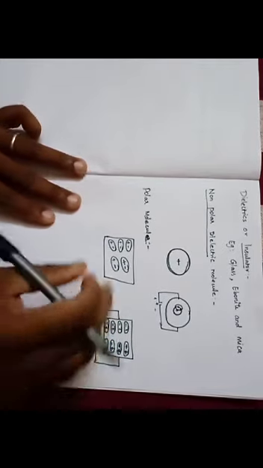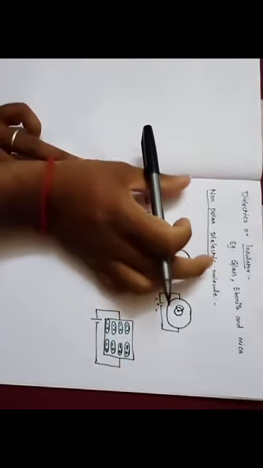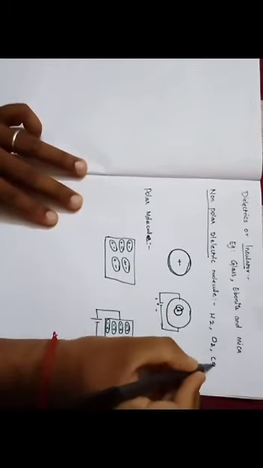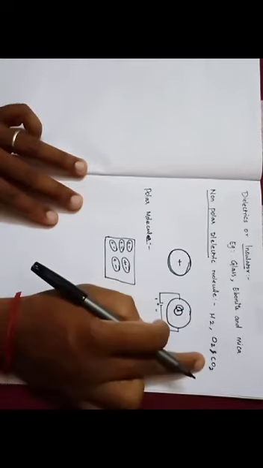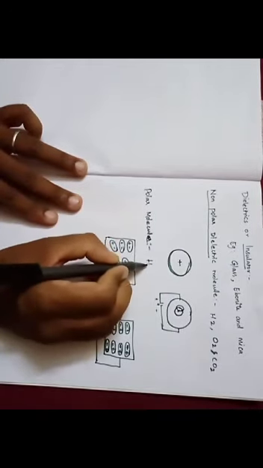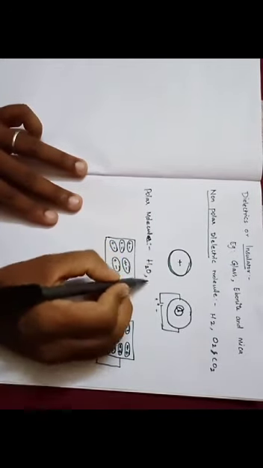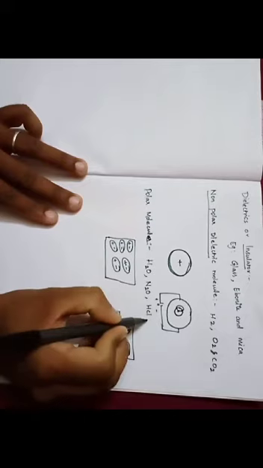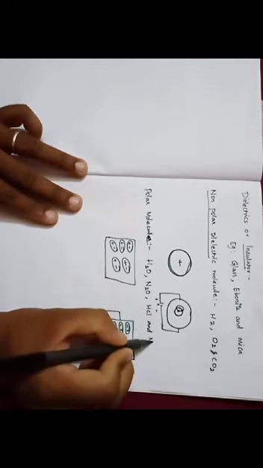Okay students, now one more important point: examples for the non-polar molecule. What are the examples? Hydrogen, oxygen and carbon dioxide. These are examples for the non-polar molecule. The examples for the polar molecule are water, nitrous oxide, hydrochloric acid and NH3. These are examples for the polar molecule.